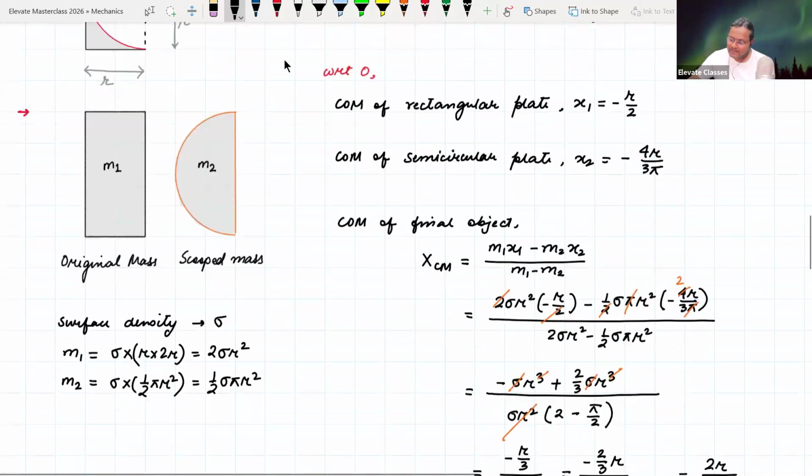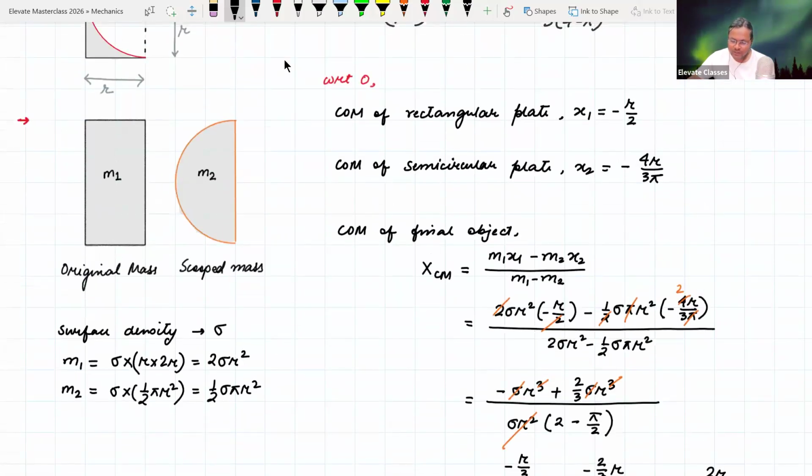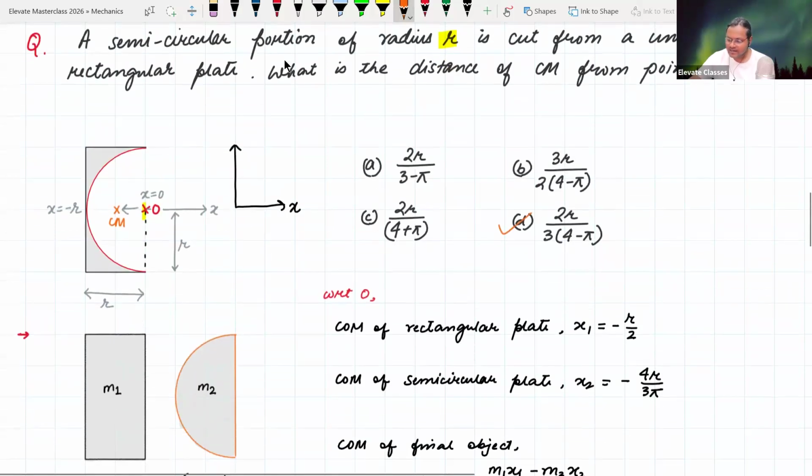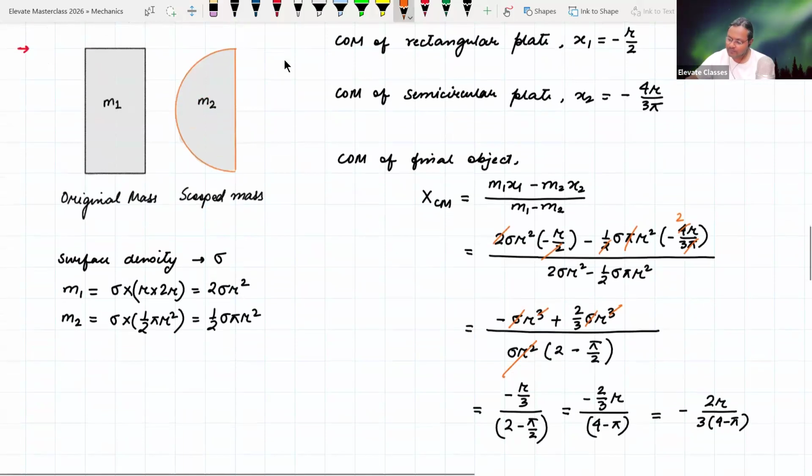ठीक है. So minus sign इसलिए आया because we are calculating with respect to O, but यहाँ पे पूछा गया what is the distance. So distance में हमें sign से कोई मतलब नहीं है. So option number D is the correct answer, 2R upon 3 (4 minus pi). This is the answer.